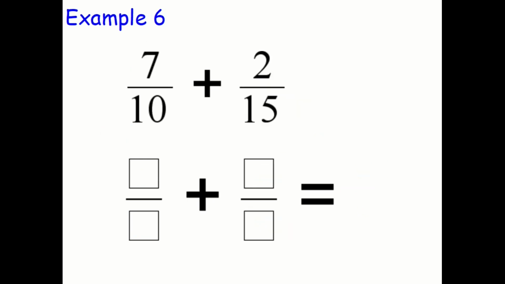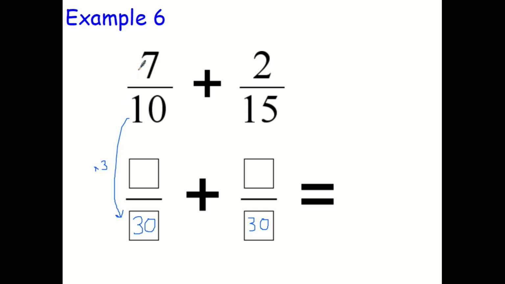Example 6. So again, I could do 10 multiplied by 15 to give me 150 as my denominator, but I really don't want to do that because that's going to give me massive numbers that I want to try and avoid. So what's the lowest common multiple of 10 and 15? Well, it's 30. Both 10 and 15 go into 30. How many 10s in 30? 3.